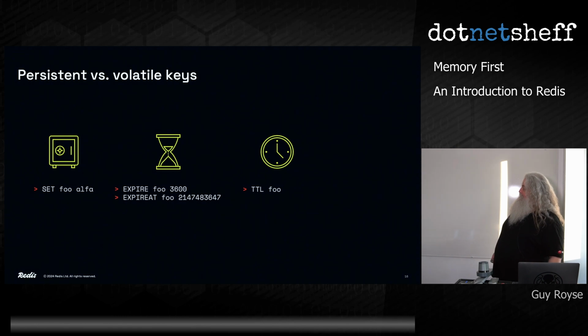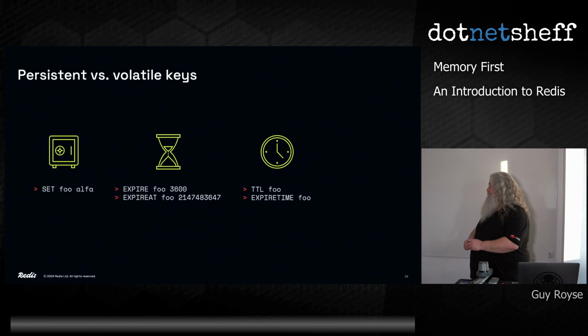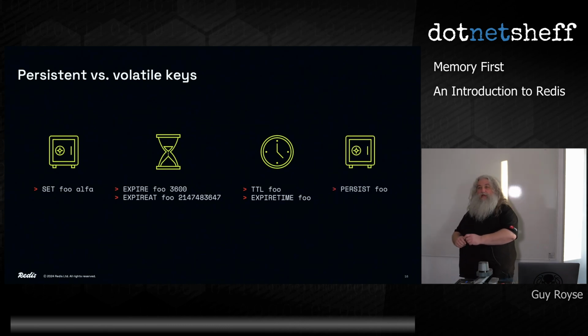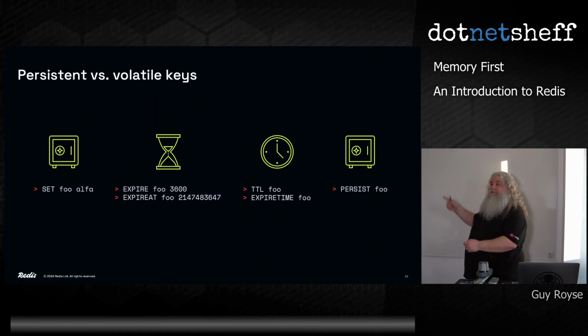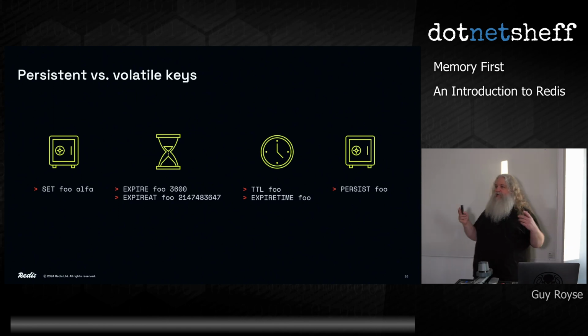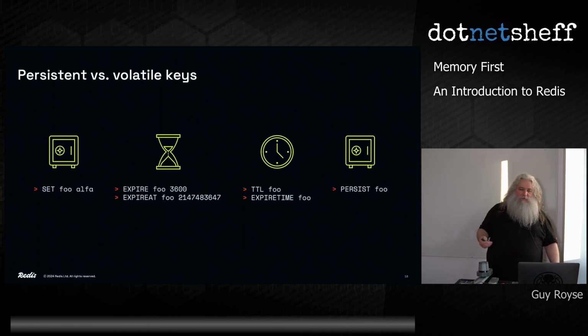You can query the time to live with the TTL command, or you can get the expiration time with the expire time command. And there are microsecond versions of all these commands as well. And if you decide that a key is volatile and you don't want it to be volatile anymore, you can call persist, and then it gets rid of its time to live. The set command has options on it so that you can set a key and its time to live in one command. One command comes in atomically and does that, so you can do that all in one step.